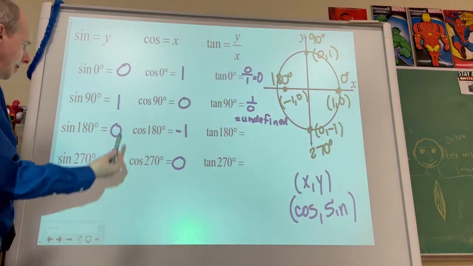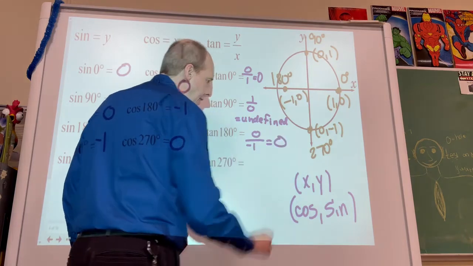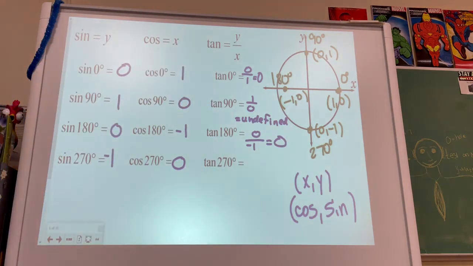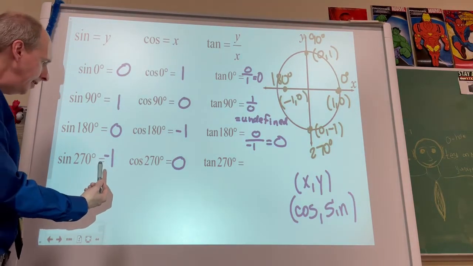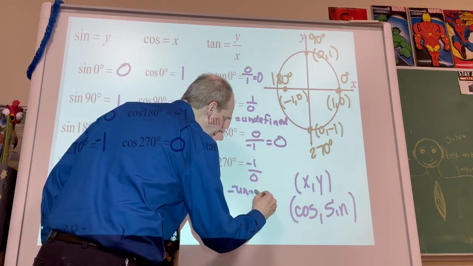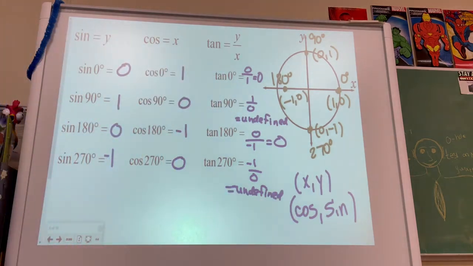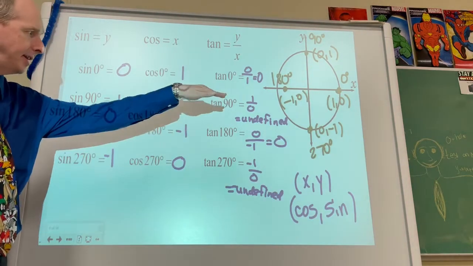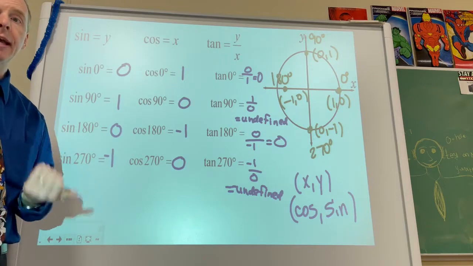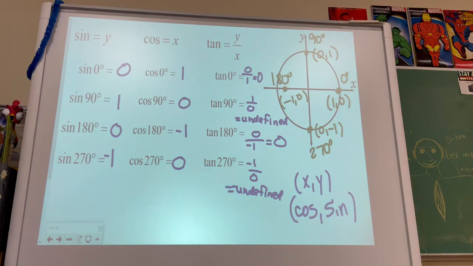Tangent of 180, we want sine divided by cosine. 0 divided by negative 1, that's 0. 0 divided by anything but 0 is 0. Tangent of 270, we want sine divided by cosine. Negative 1 divided by 0. Oh, another undefined. Cannot do it. So tangent has a lot of asymptotes. Asymptote at 90, asymptote at 270, and every additional 180 degree value past that.